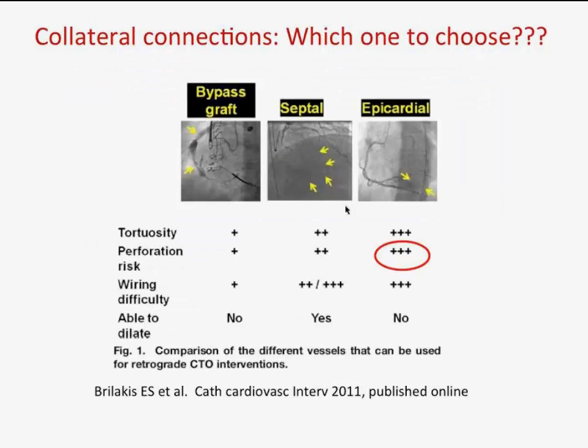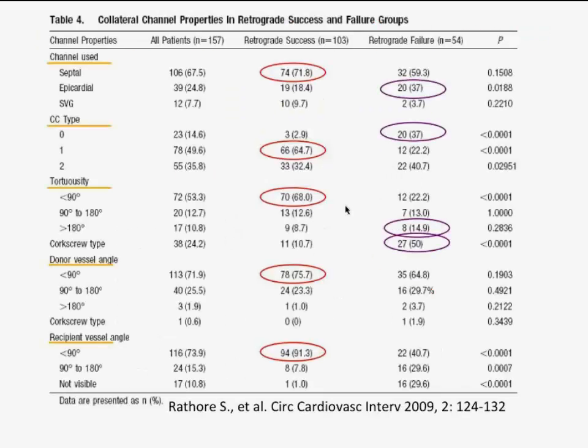Okay. Now we are going to the epicardial collaterals. This is from your publication regarding tortuosity, perforation risk, and difficulty of wiring. We know that the epicardials are for sure the most complex retrograde collaterals that we have. And I also like this slide from Dr. Rathore, which shows retrograde failure and retrograde success rate.